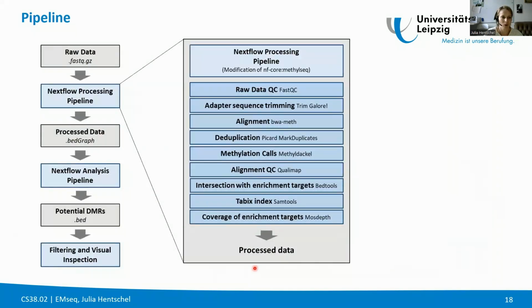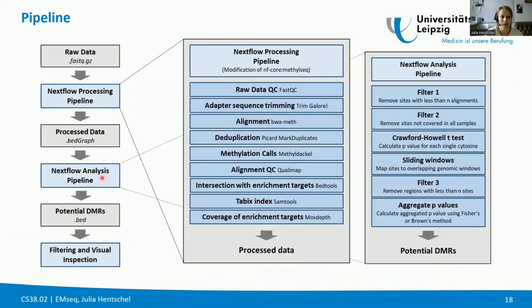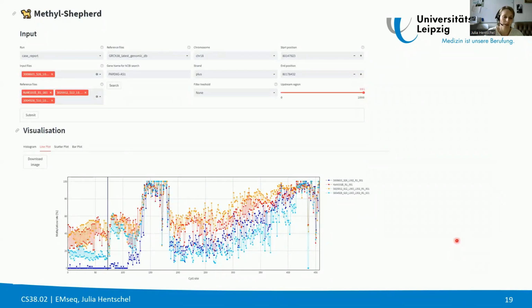Just to have a small look at the work they did, they set up a so-called Nextflow pipeline, which ends up with the processed data. In the second step, they have the analysis Nextflow pipeline, where they identify the potential differentially methylated regions. They also did some nice visualization where you can set up the control cohorts and the patient, and here you can see a patient in that example and the corresponding controls.